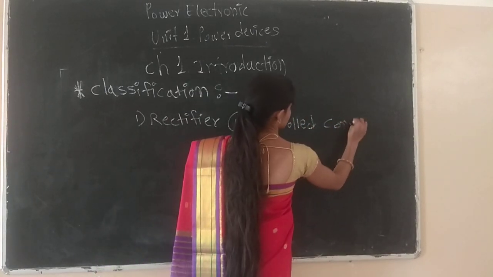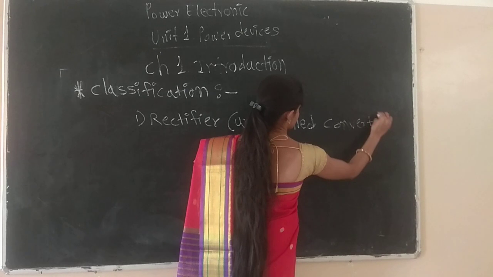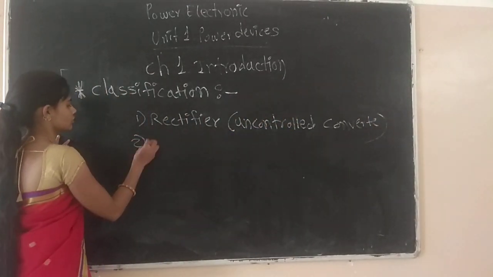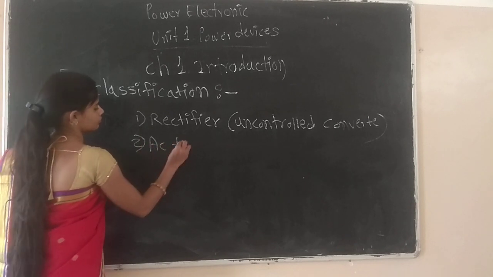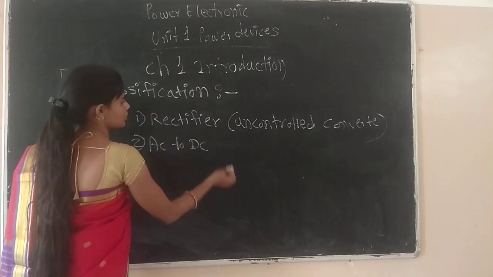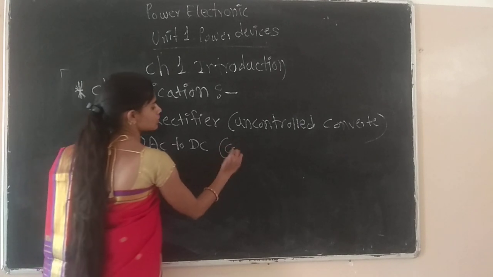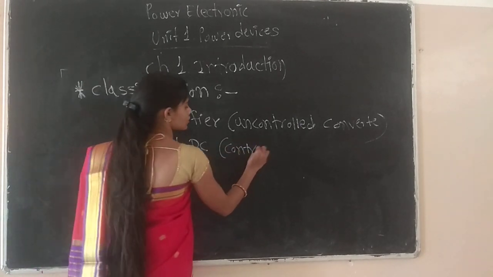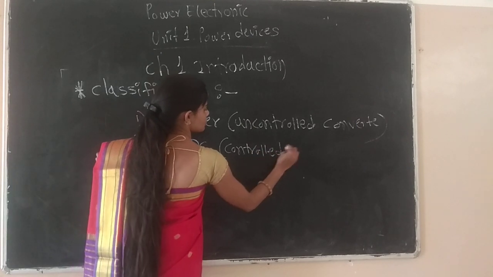Then the second type is the AC to DC converter. This is a controlled rectifier. Here we use SCR for controlling purposes in the controlled rectifier.